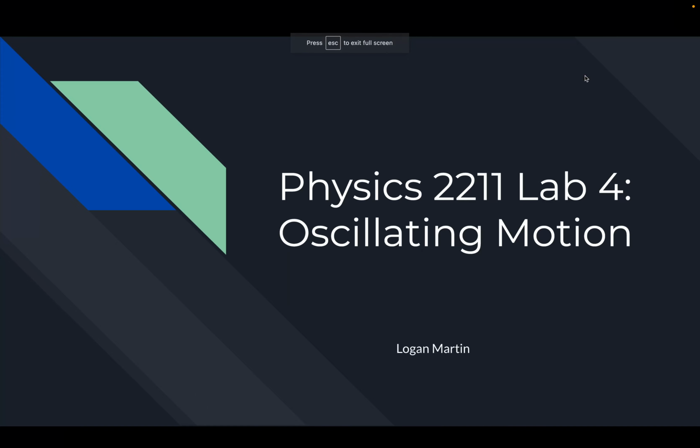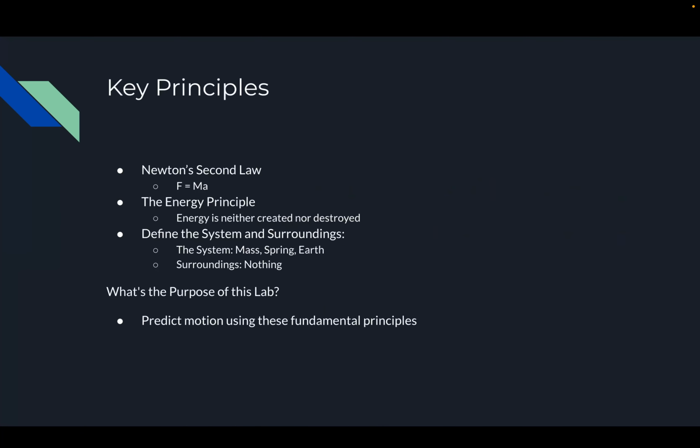Okay, this is going to be my lab report for Lab 4 of Physics 2211, and this is going to be over oscillating motion. For this lab, there are several key principles we need to understand. First of all, there's Newton's second law, which is force equals mass times acceleration. Using this, we can determine the mass of the system. We can also use this to determine several other important equations for this lab.